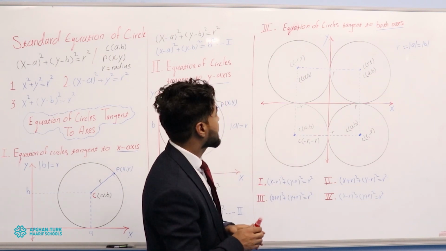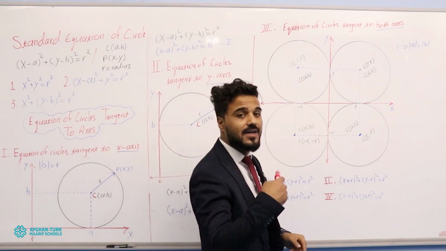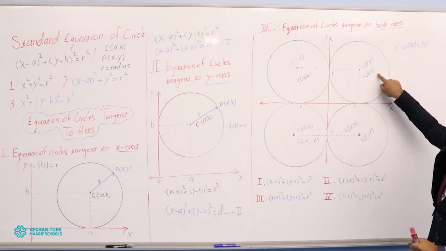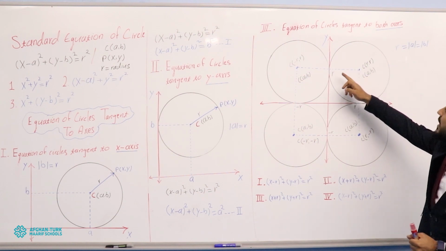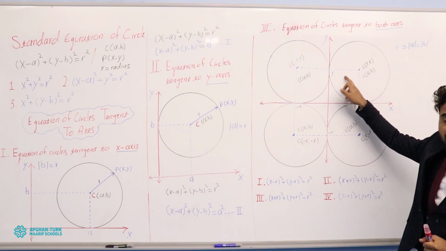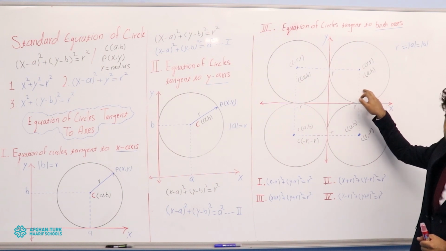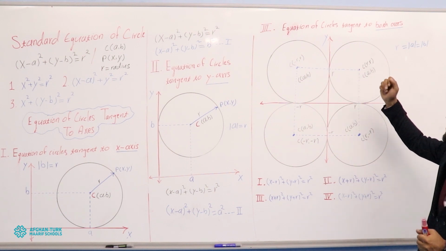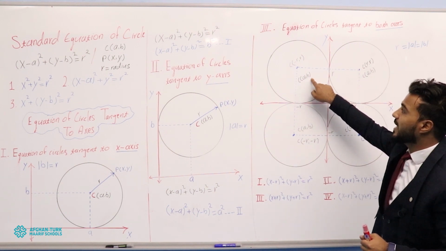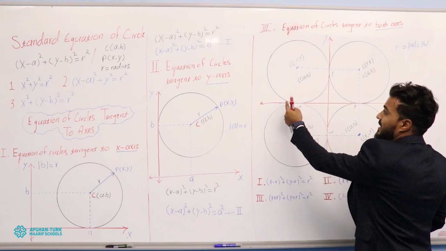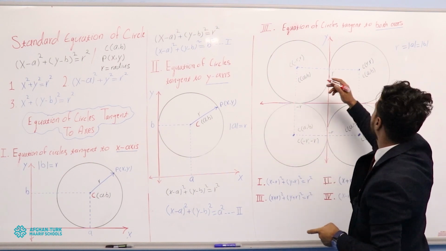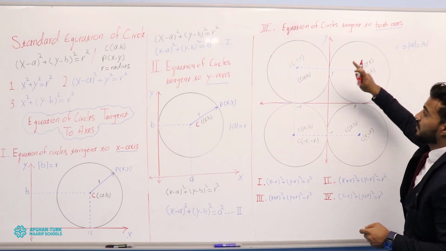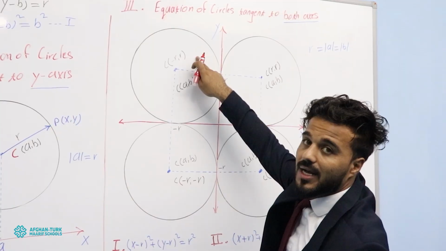Here you can see that in every quadrant we have different centers. Why? Look at the first quadrant. Here the center is (a, b). You can see that a is positive in the first quadrant and b is also positive in the first quadrant. So instead of a and b we can write r. Also in the second quadrant, here you can see the center (a, b). In the second quadrant, a is negative, so r is equal to the absolute value of a, which is equal to the absolute value of b. So instead of a and b we can write r and r.